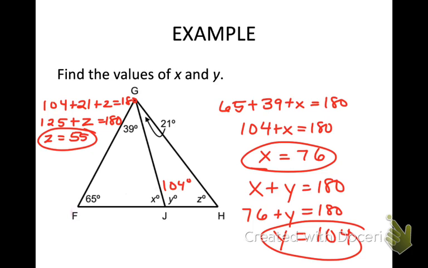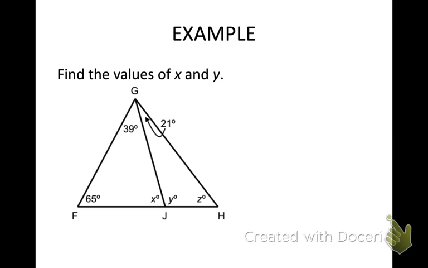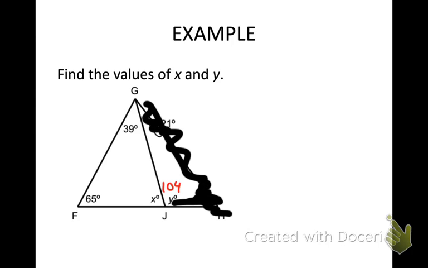Okay, so before we get to our last theorem in this section, is everybody okay with this problem? Let me erase all this. If we were to ignore all of this and just focus, we said y was 104. What do you notice about the relationship of y, the 39, and the 65? It's the interior. What's 65 plus 39?